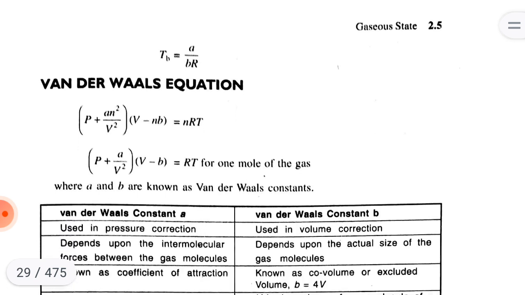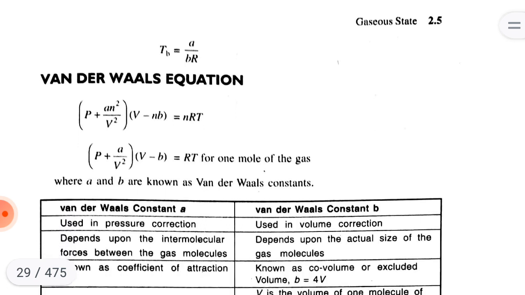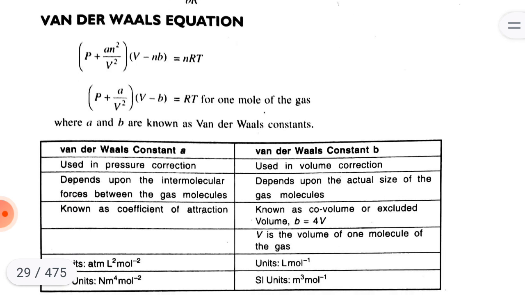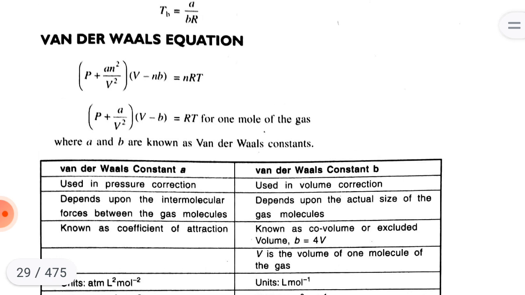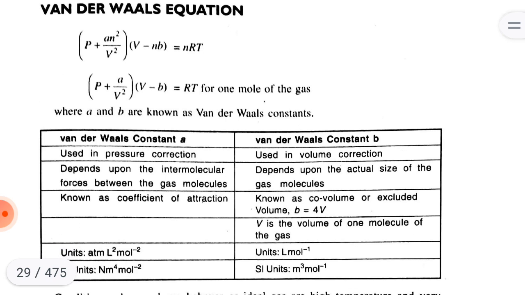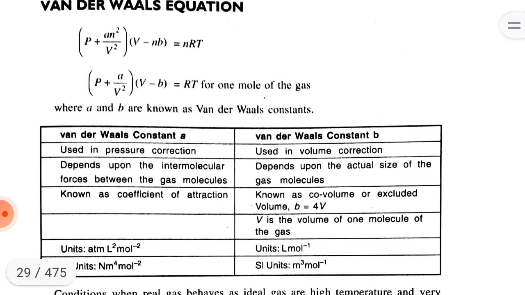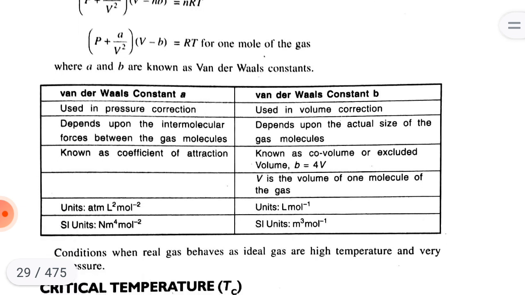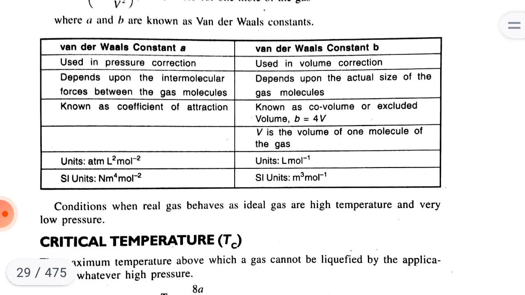Van der Waals equation: (P plus a n square upon V square)(V minus nb) equal to nRT. (P plus a upon V square)(V minus b) equal to RT for 1 mole of the gas, where a and b are known as Van der Waals constants. Van der Waals constant a is used in pressure correction, and constant b is used in volume correction.